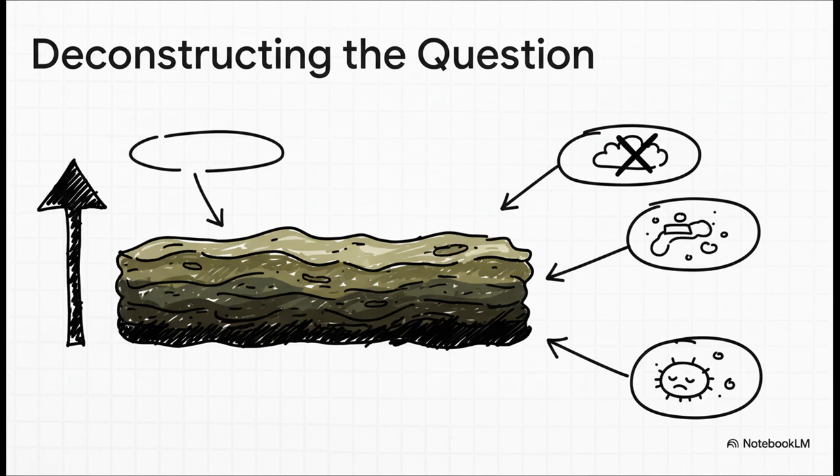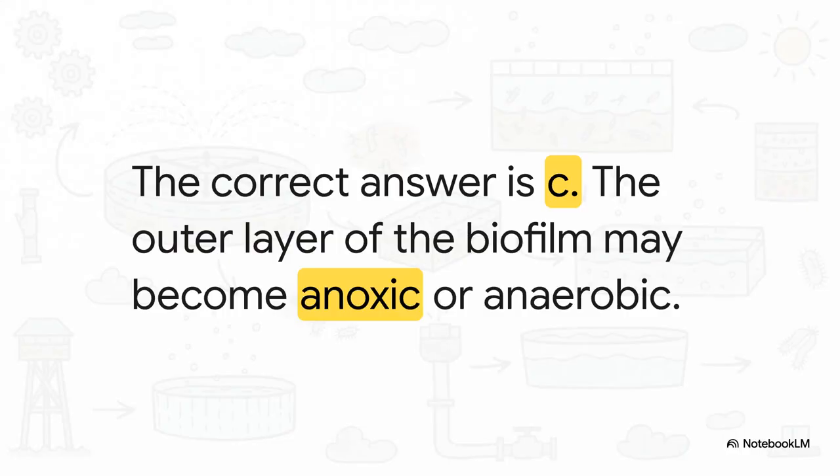Perfect, you're on a roll. So what's left? Well, if oxygen can't get to those deeper layers, they're going to go anoxic or anaerobic. So C looks really good. And D, the sloughing rate will decrease? No way. If those inner layers are dying off, the sloughing rate will probably increase. So yeah, it's got to be C. Nailed it! That is exactly the thought process you need. See, it's not about memorizing a bunch of random facts. It's about understanding the process and thinking it through logically.